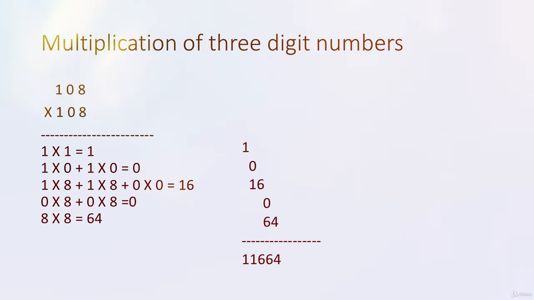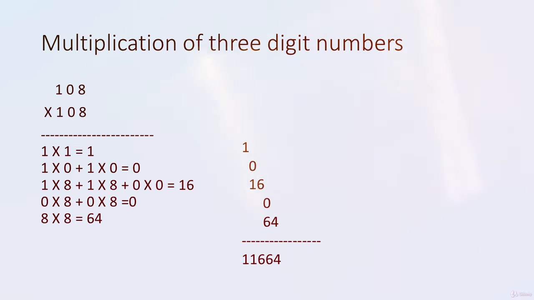For the third digit of the answer, we will do cross multiplication between first and third digits and a vertical multiplication between the middle digits. So 1 multiplied by 8 is 8, 1 multiplied by 8 is again 8, and for the middle number we will multiply 0 by 0, and we will add all of these, and the answer is 8 plus 8 plus 0, that is 16. For the fourth digit, we will do cross multiplication between second and third digits, and we will add them up. That is 0 multiplied by 8, adding 0 multiplied by 8, the answer is 0.